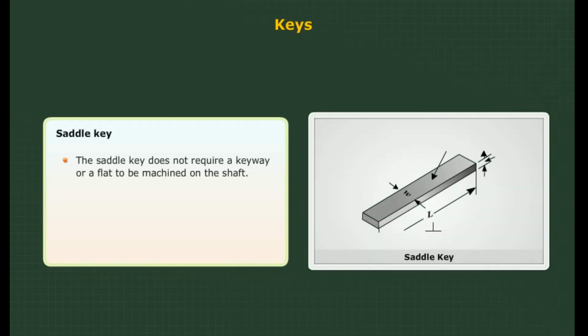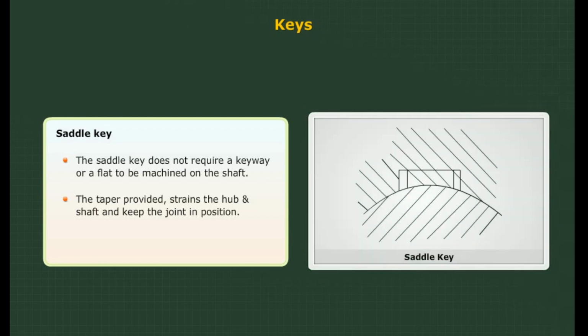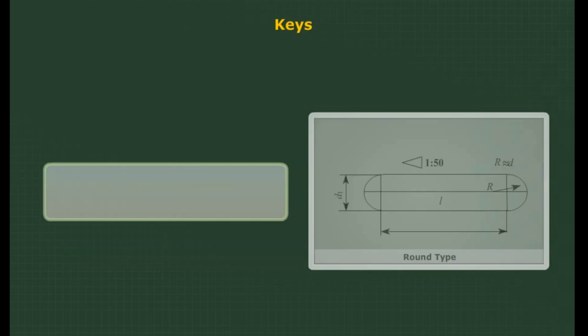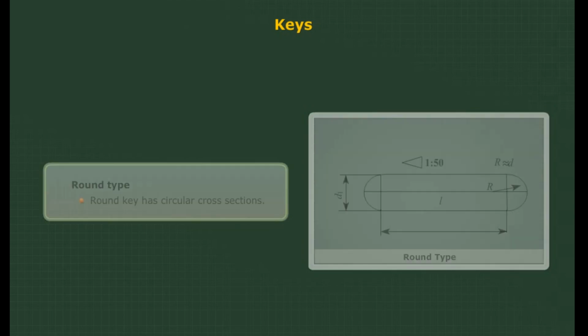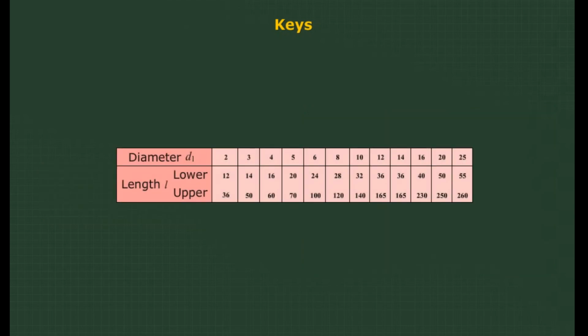Saddle key. The saddle key does not require a keyway or a flat to be machined on the shaft. A taper provided strains the hub and shaft and keeps the joint in position. There are no specific standards and designs are custom made. Round type. Round keys have circular cross sections. Basic dimensions are given here.